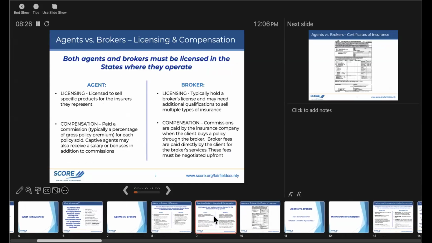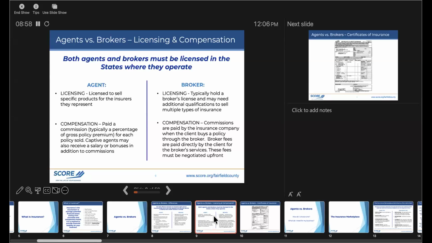Licensing. Both an agent and a broker are licensed. The insurance industry is a highly regulated industry. So an agent needs to be licensed to sell specific products for the insurers they represent. Their compensation is often through commission. So if you buy a policy from an agent that has $1,000 premium and it has a 10% commission, $100 would go to the agent and the $900 would go to the insurance company.